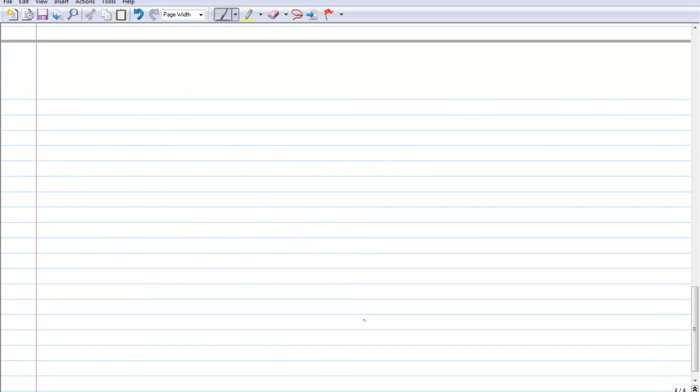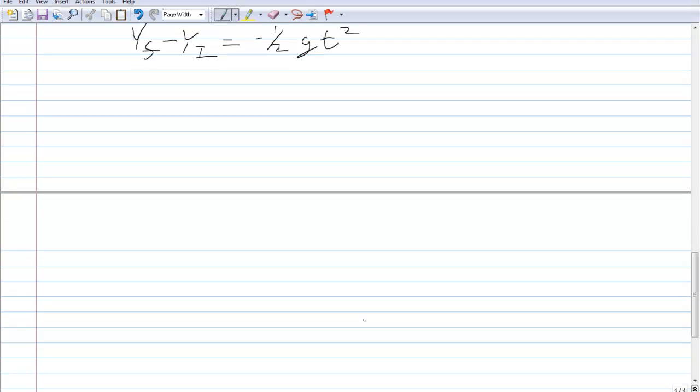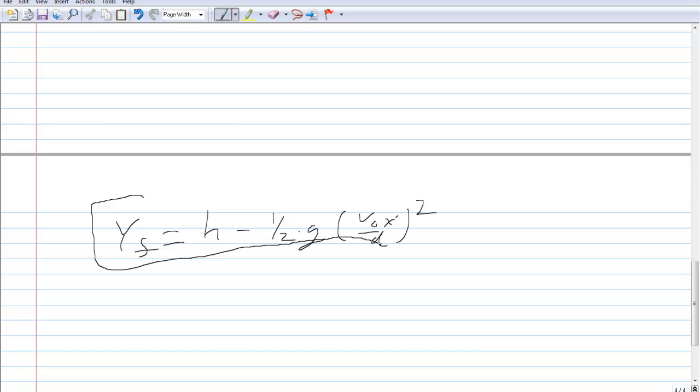So in this case, we want to solve for y final. So we're going to take y final is equal to y initial, which, because the monkey starts at the top of the tree, is going to be h, the height of the tree. And this is going to be minus 1/2 g, and then t squared, so that's d divided by v0 x, squared. So this is the vertical position of our monkey.